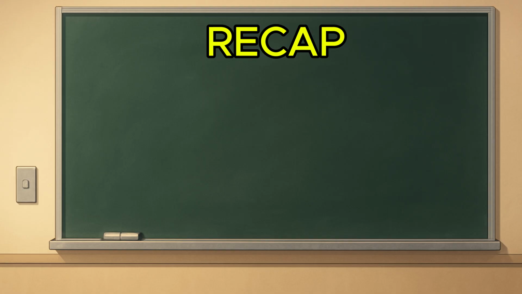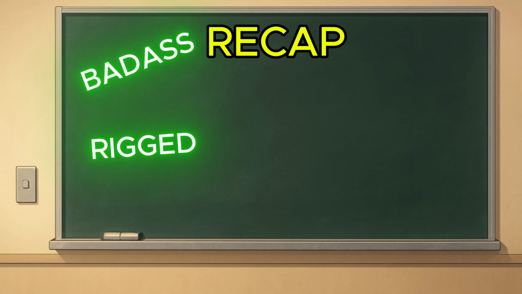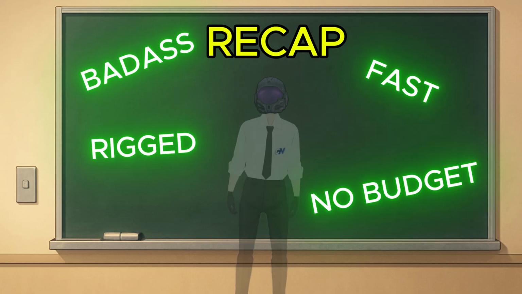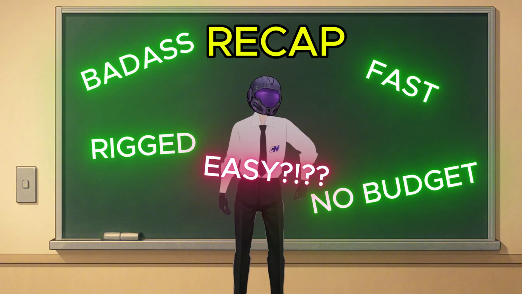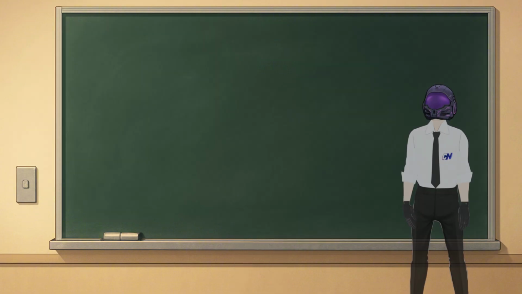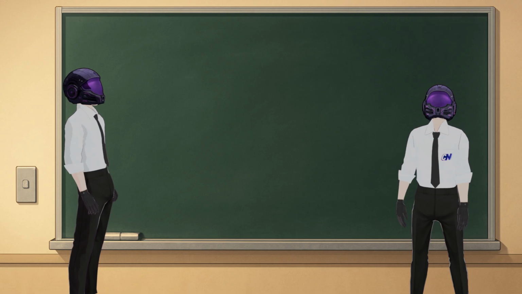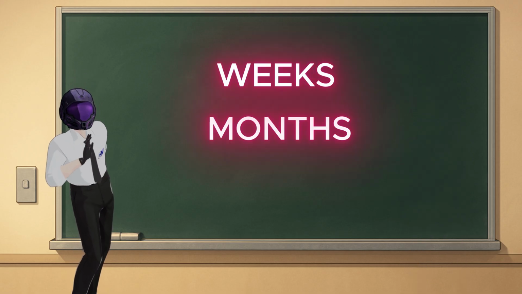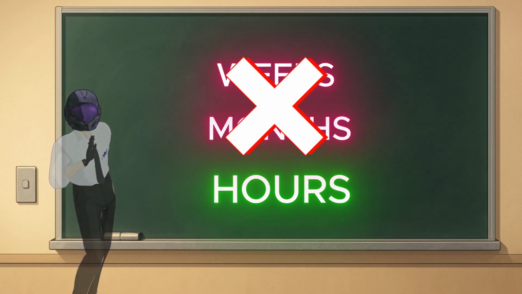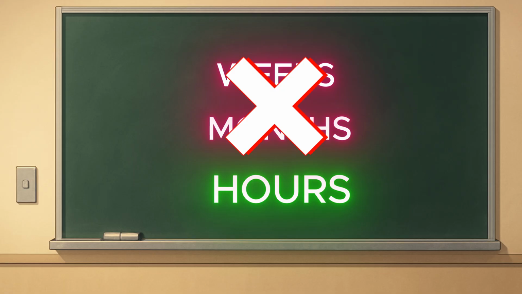Okay, so let's recap. I want a badass rigged anime character. I want it fast and I don't have any budget for it. Well, that should be pretty easy. Usually, creating a custom 3D model can take weeks or even months. I want to be able to do it in hours. Let's take them one at a time.